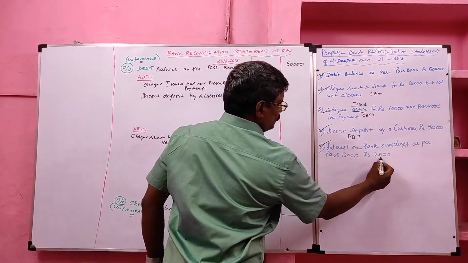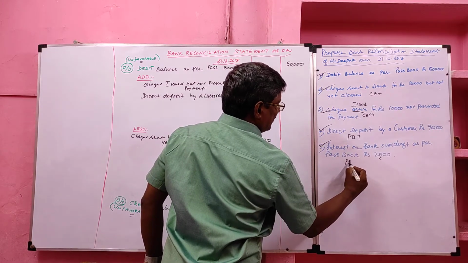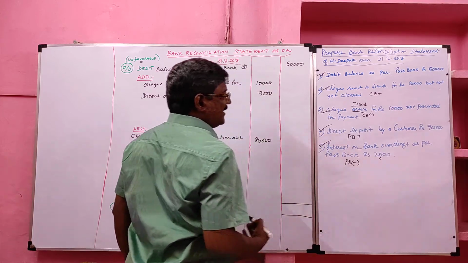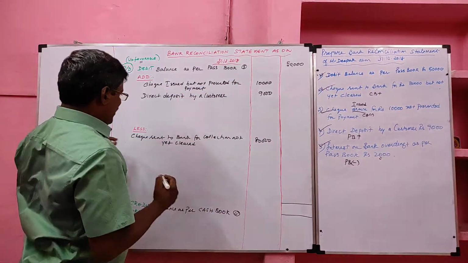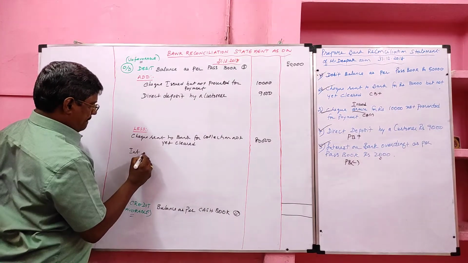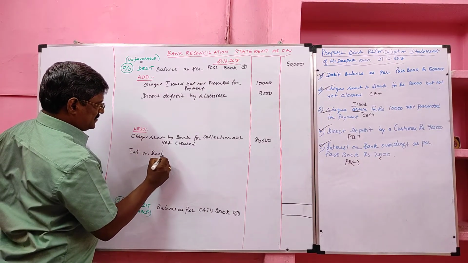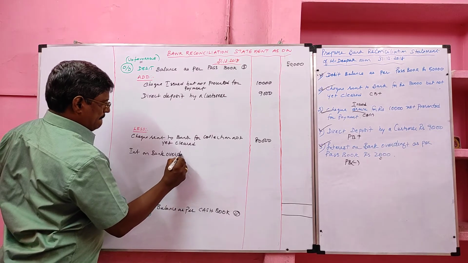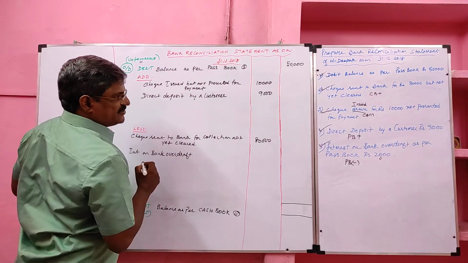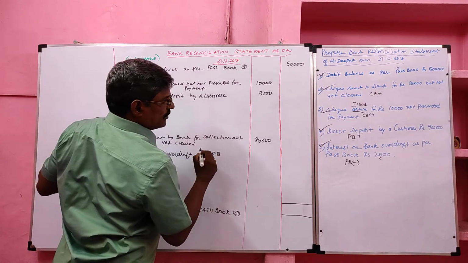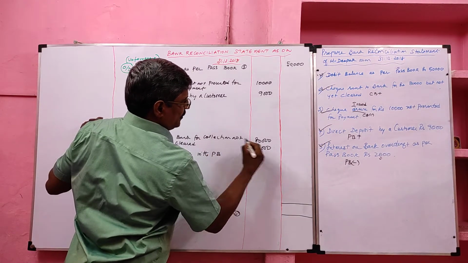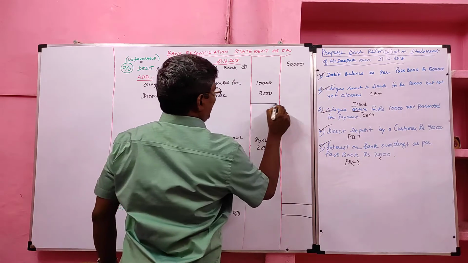Next, interest on bank overdraft as per passbook, 2,000. It was deducted in the passbook. Passbook is the starting point, so we should give the same effect. We have to deduct interest on bank overdraft in the passbook. The value, 2,000 rupees. Now we are going to find the balance.